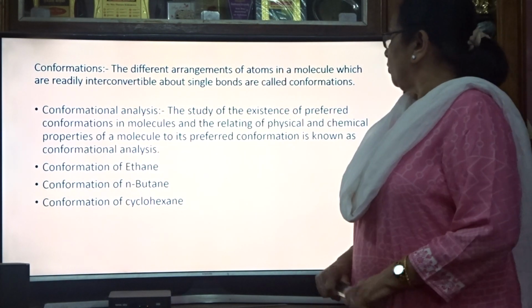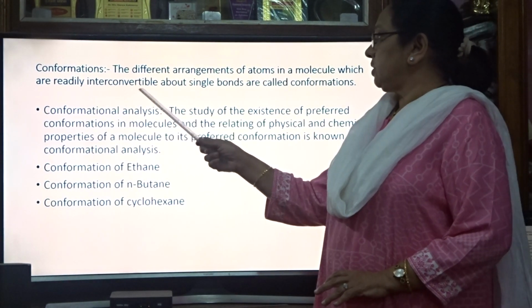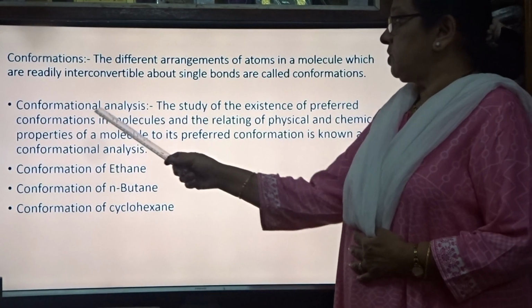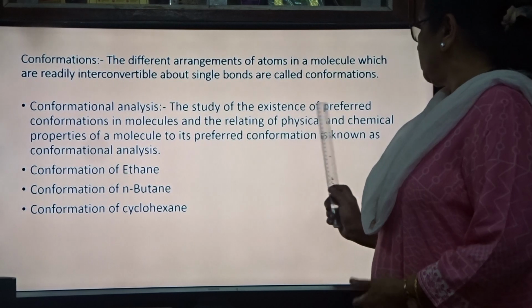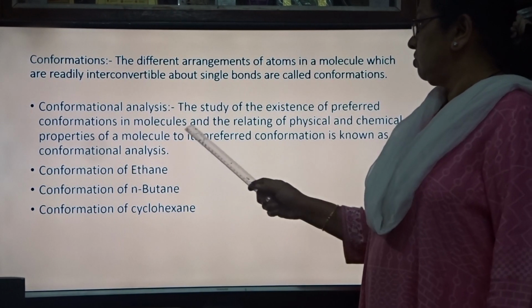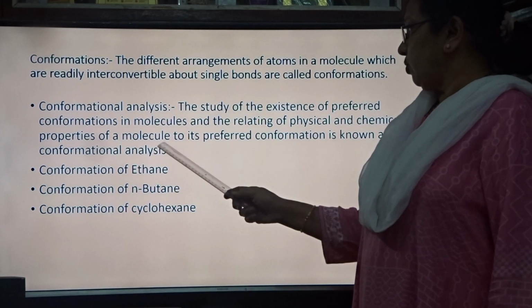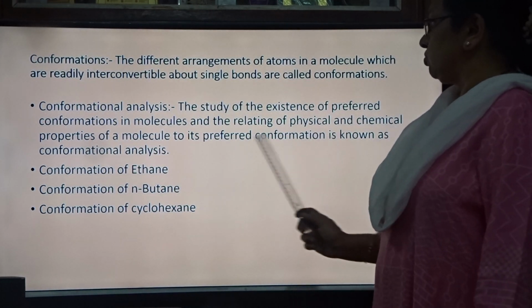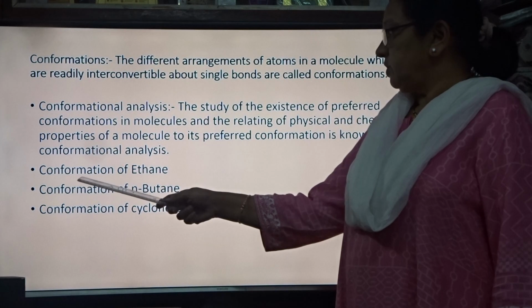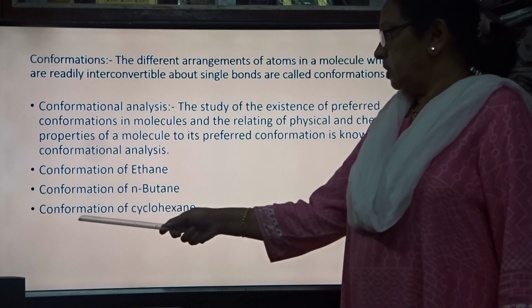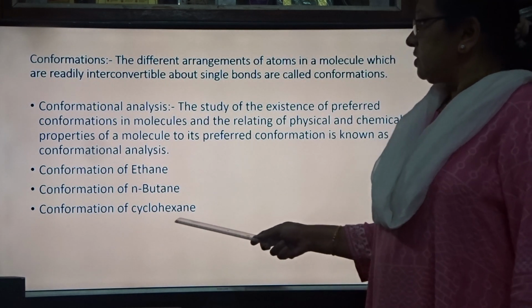The different arrangements of atoms in a molecule which are readily interconvertible about single bonds are called conformations. Conformational analysis is the study of the existence of preferred conformations in molecules, and the relating of physical and chemical properties of a molecule to its preferred conformation. Today we will study the conformation of ethane and of n-butane. In the next class we will study the conformation of cyclohexane.